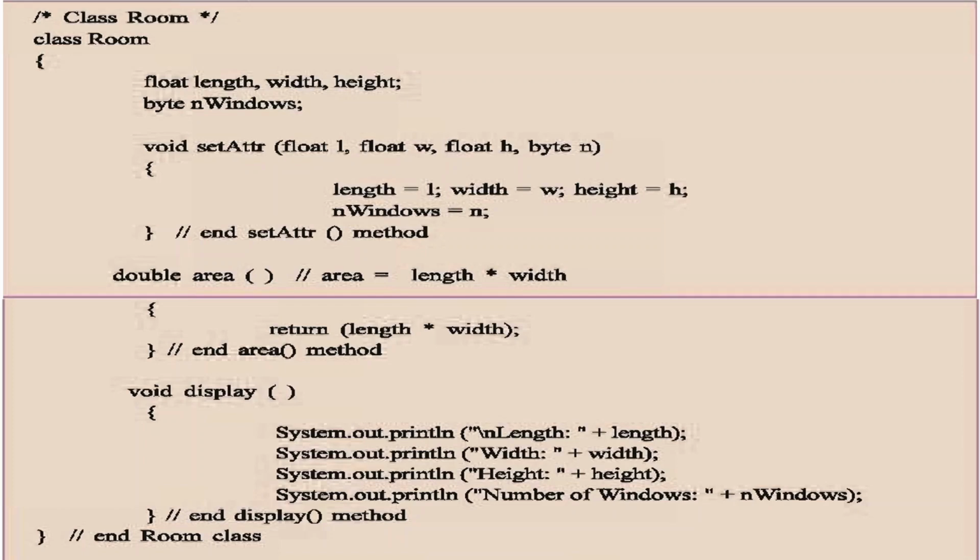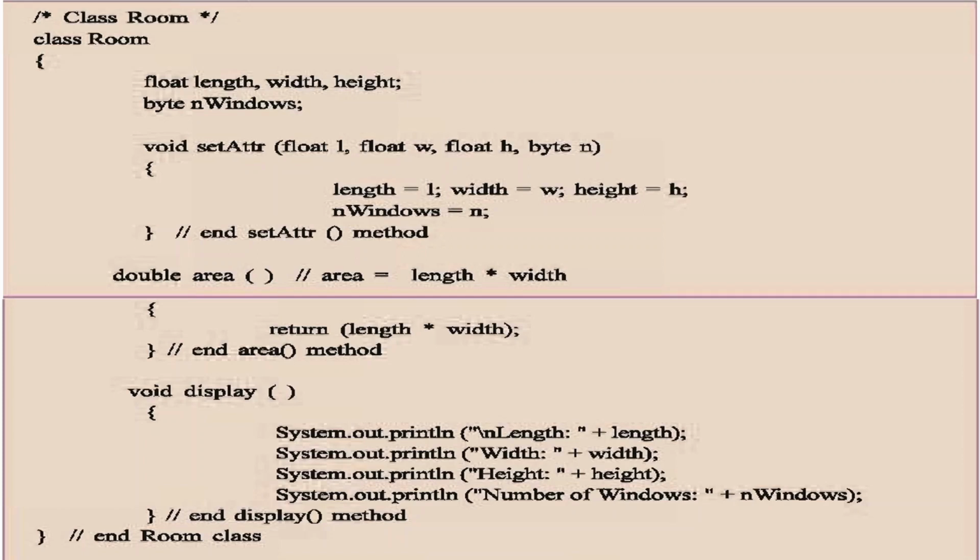Second method, we are creating double area. As you see here, the return type is double, it is now not void. The return type is double, which means when the area method is executed, it will return some value, and that value will be of type double. Another change is that there are no formal parameters written in the area method. So while calling the area method from your program, you don't need to send any value. It doesn't accept any value, whereas set attribute accepts 4 values.